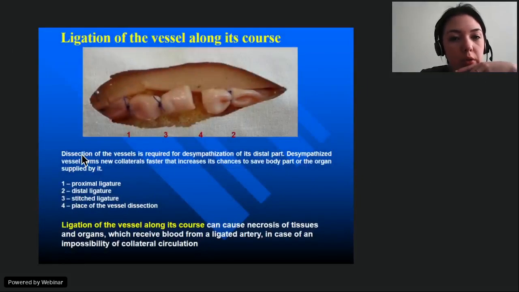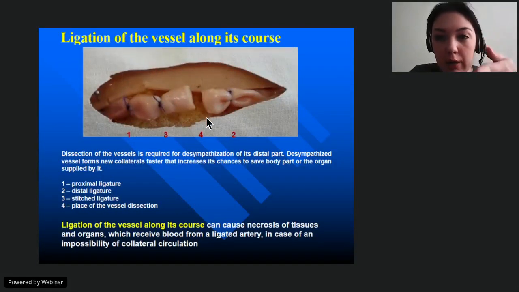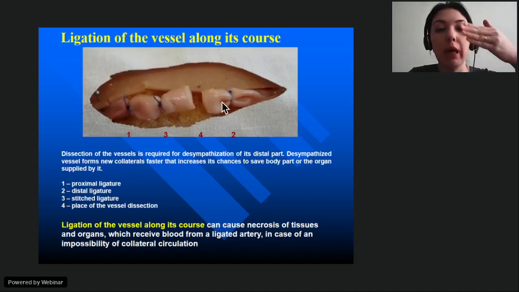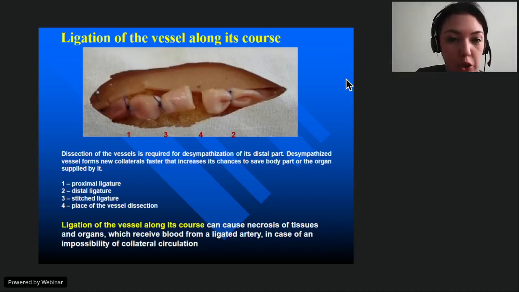That's how you can ligate the vessel along its course. So on the part from where blood comes, you apply 2 ligatures. At the part to where blood goes, you apply only 1 ligature.